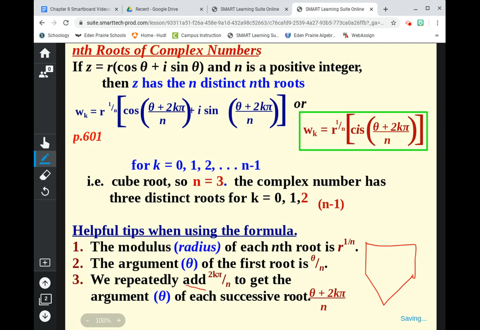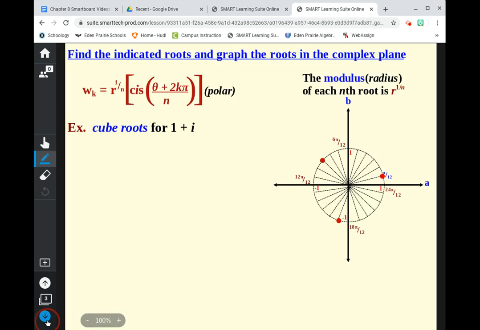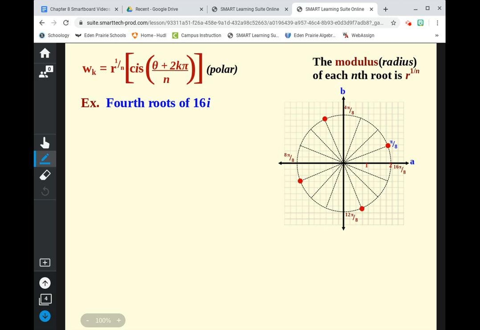So if you think about k, and the first one being 1, that just leaves you with 2 pi on top, divided by whatever n is. Whatever n is, that's what you're going to divide by. So if I go to the next page real quick, if n were, let's say, in this case, the fourth root, I would just put 2 pi over 4. That would be my home plate.